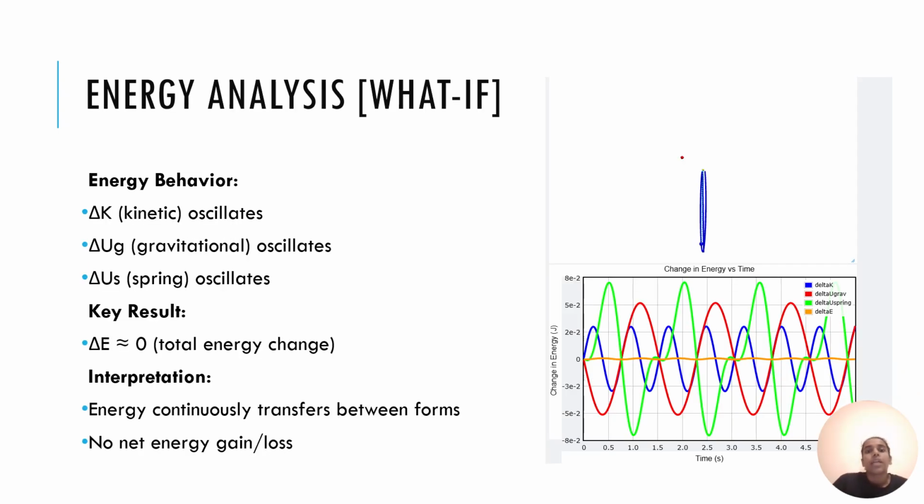Energy plots show that kinetic, gravitational, and spring potential energy all oscillate over time, meaning energy is constantly being transferred between forms. The total energy change remains very close to zero, indicating that energy is conserved. Therefore, the energy principle is satisfied in this model.